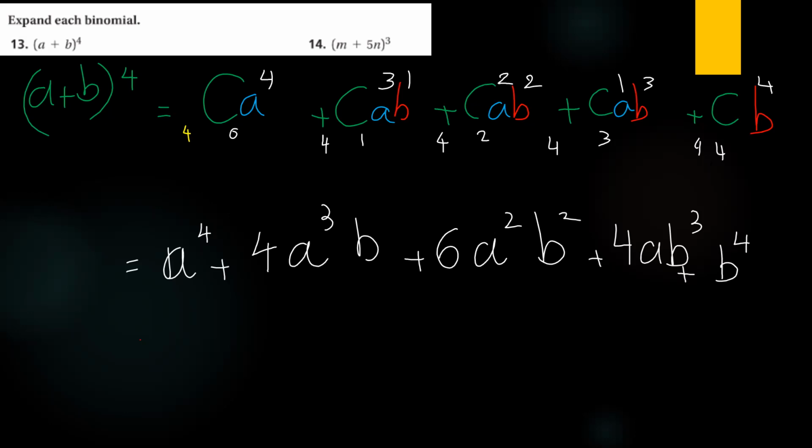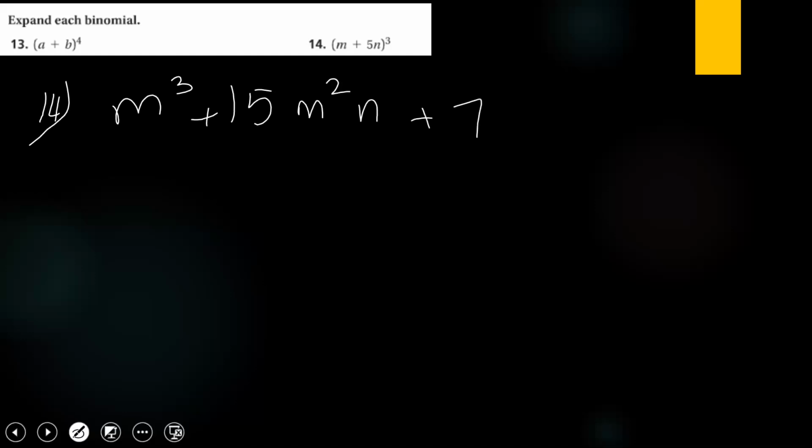So I will write now the final answer here. For number 14, which is m cubic plus 15 m squared n plus 75 m n squared plus 125 n cubic.